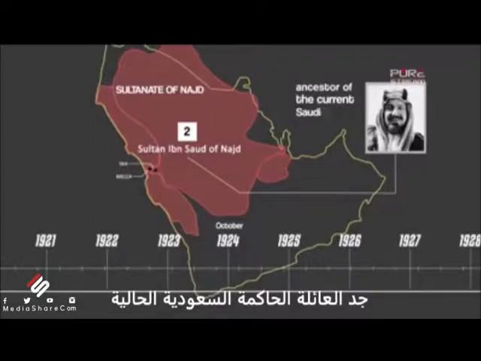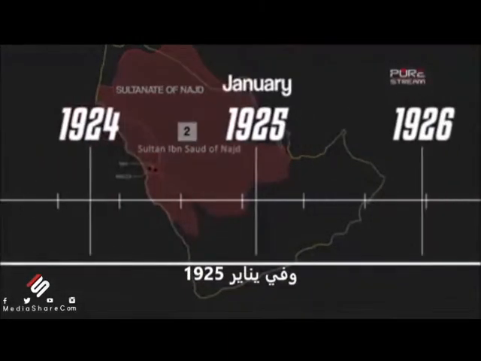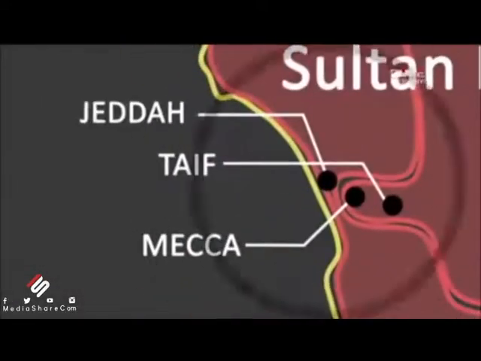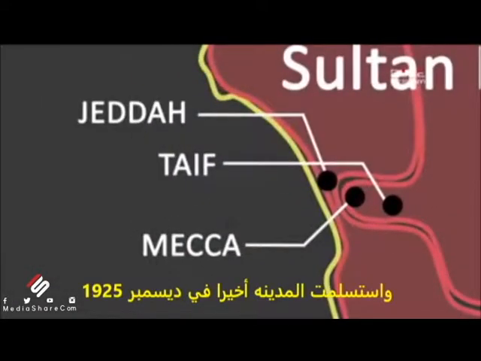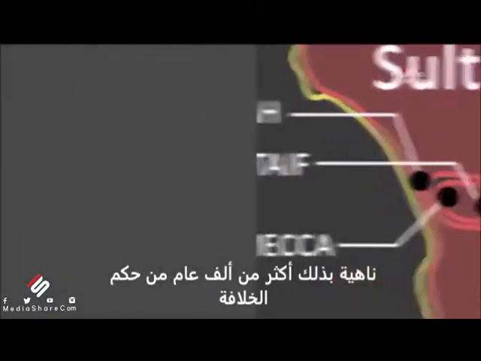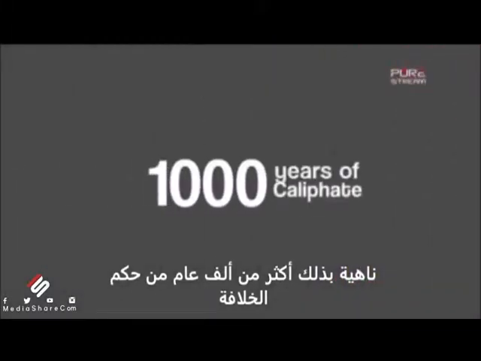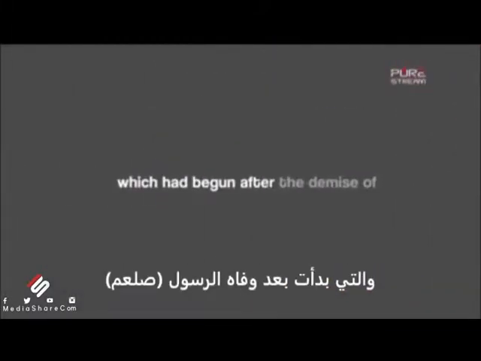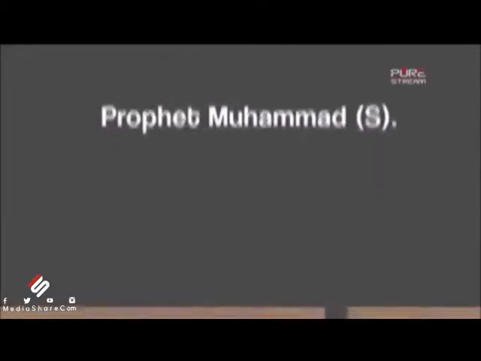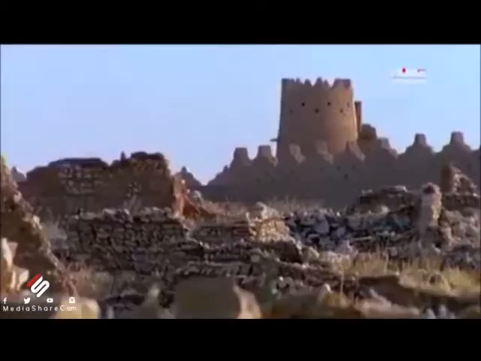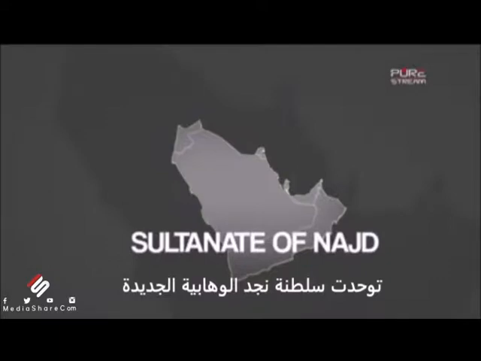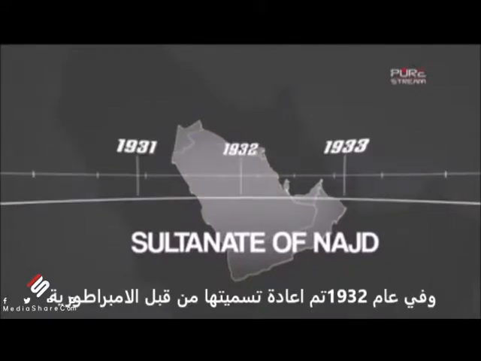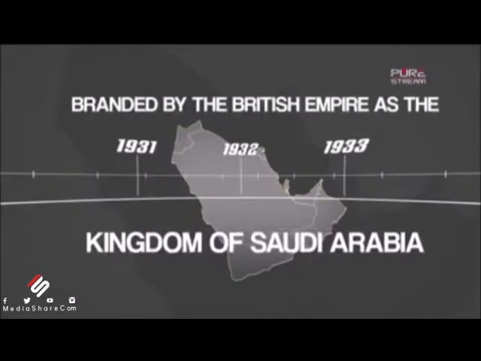In January 1925, Ibn Saud had begun his siege of Jeddah, and the city finally surrendered in December 1925, bringing an end to over 1,000 years of caliphate rule which had begun after the demise of Prophet Muhammad. In February 1926, the new unified Wahhabi state was rebranded by the empire in 1932 as the Kingdom of Saudi Arabia.